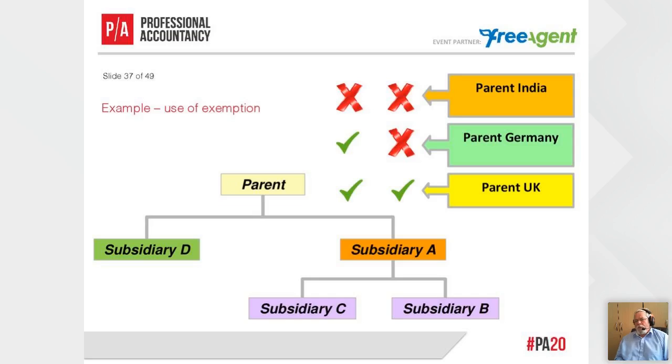So if we look at the example of the use of this particular exemption, the left hand here is as it is at the moment. The right hand crosses and ticks are as it will be in the future. So if the parent is in the UK, then there's no problem here whatsoever. So if subsidiary A and its subsidiaries have been acquired by a UK parent, then extending the accounting period to the 30th of September is not an issue at all.